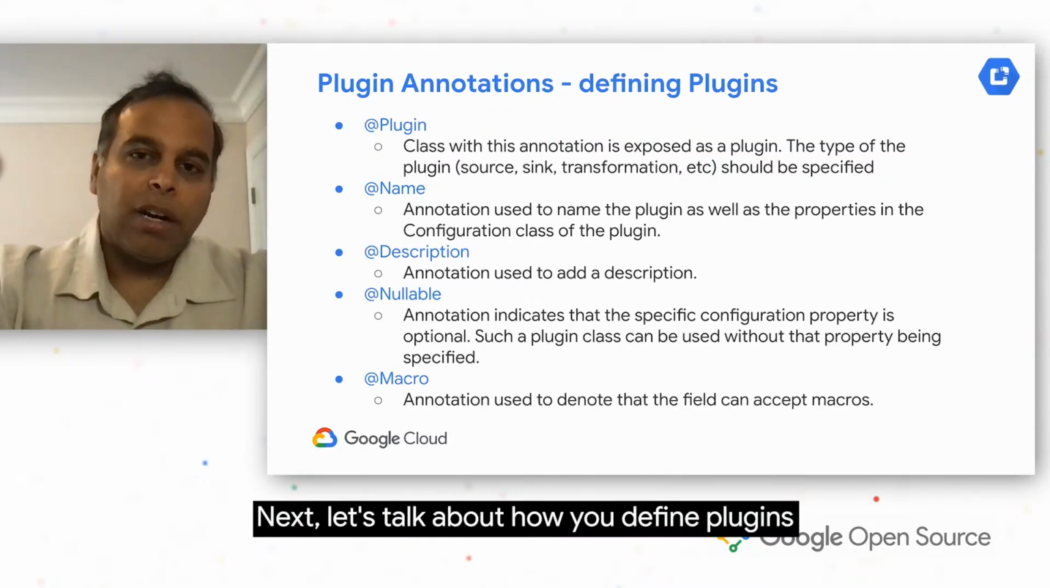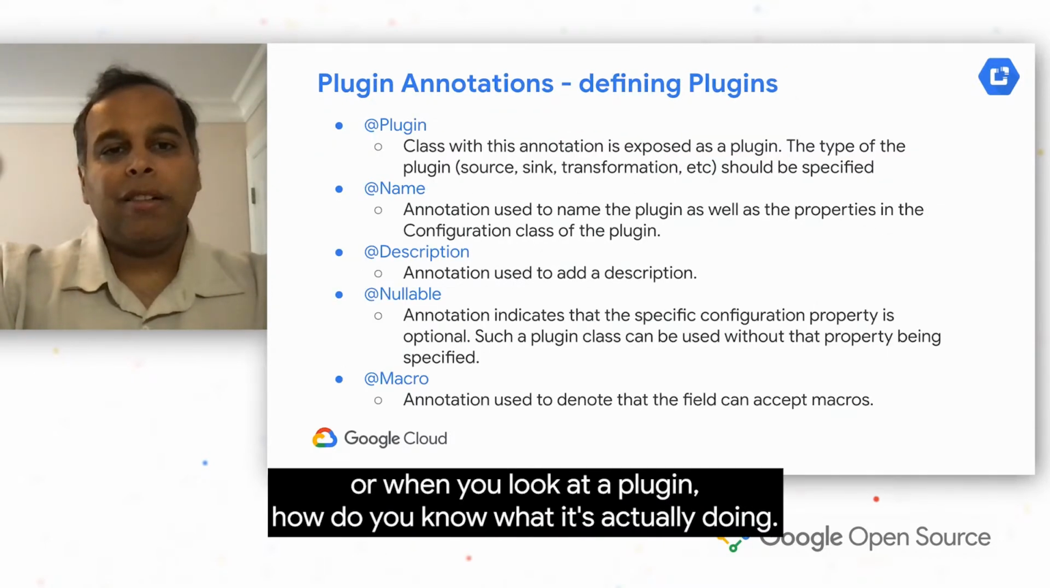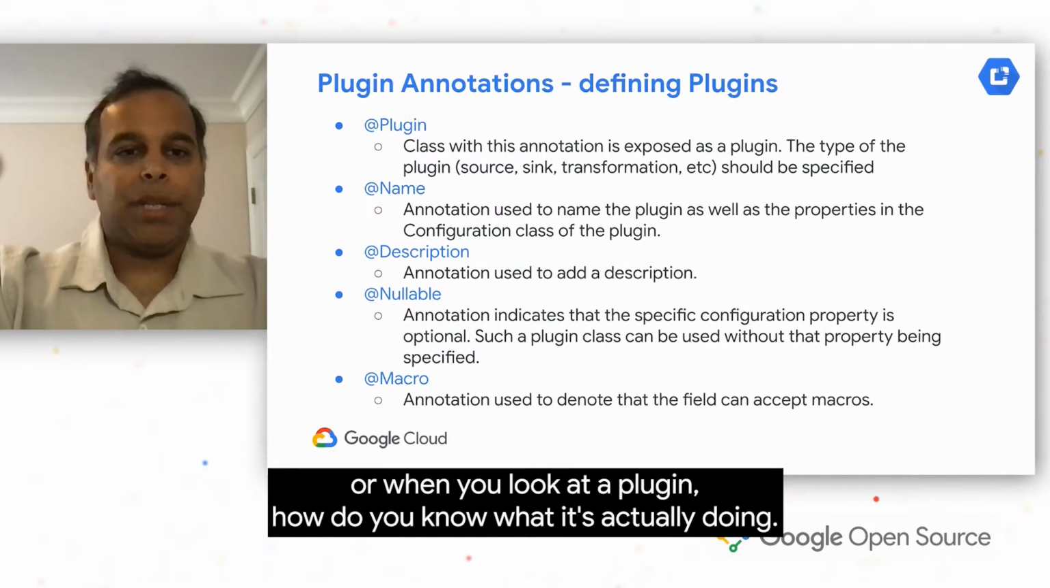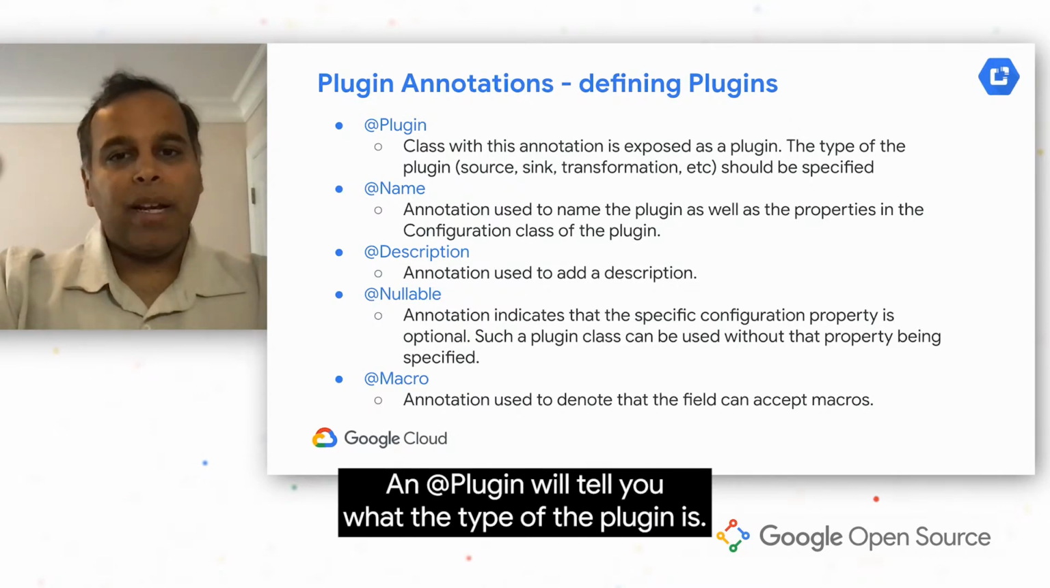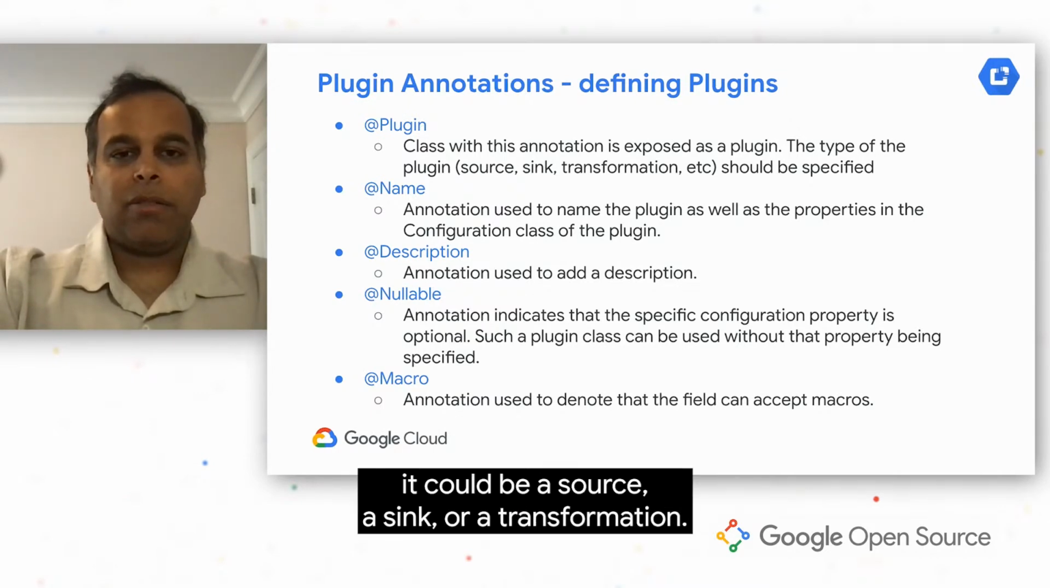Next, let's talk about how you define plugins, or when you actually look at a plugin, how do you know what it is actually doing? So simply, there are plugin annotations. An add plugin would tell you what the type of the plugin is. As an example, like we talked about, it could be a source, a sink, or a transformation.